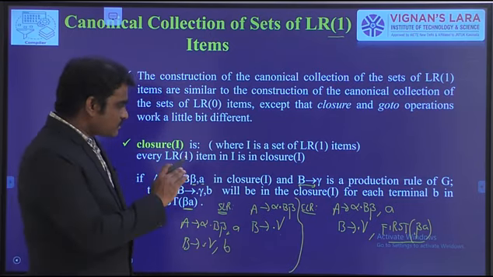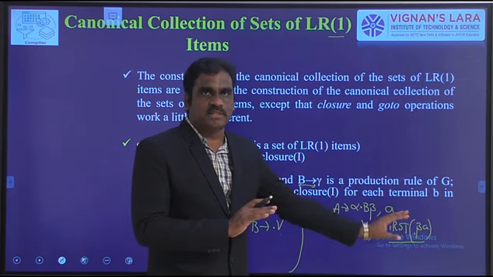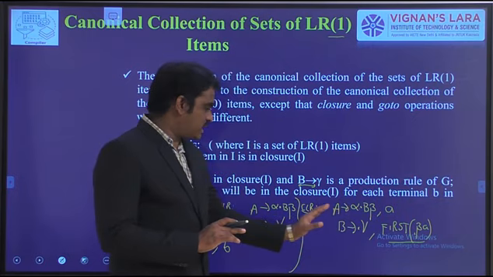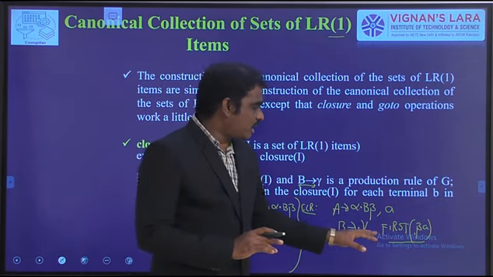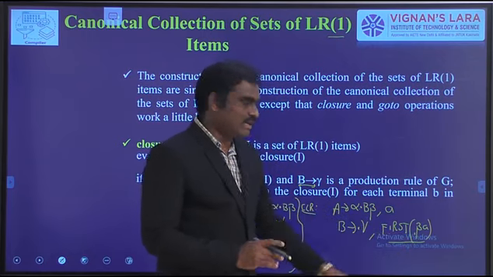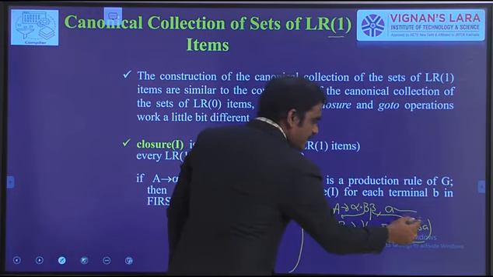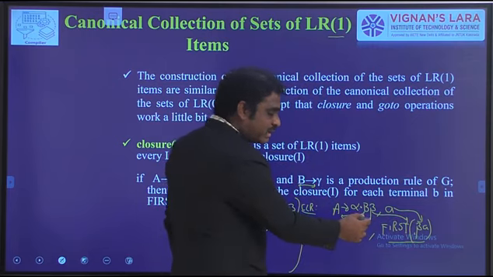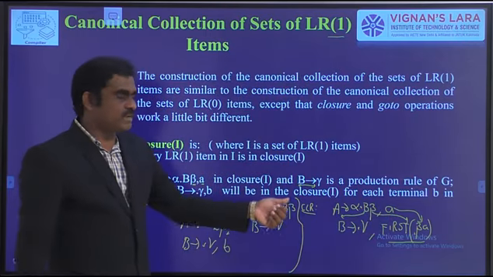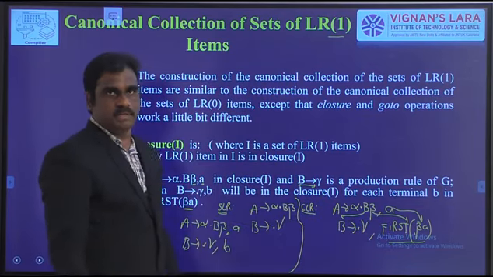So closure operation, SLR and CLR are almost the same. Only the difference is in CLR we have to add one extra component, that is the lookahead symbol. The first part is almost the same as the SLR part. The second part, how to get the lookahead symbol, is by using the formula first of beta a. What is beta? This one, B followed by beta, and a means the lookahead symbol. So we have to compute first of beta a, then only we can get this lookahead symbol value. So this is about closure operation.